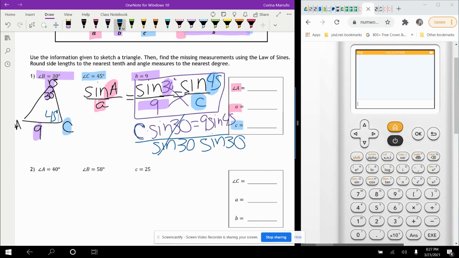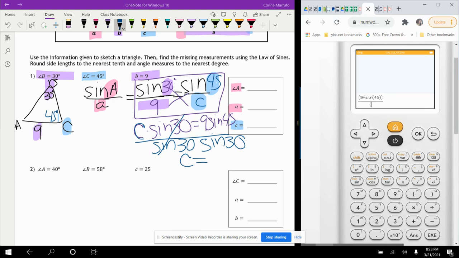Okay, so this cancels out and we get little c equals, and then I am going to put all this in my calculator. So on the top, I have 9. Oh, wait. I'm going to put parentheses so that I can put everything on top. So 9 times sine of 45. I'm going to close parentheses twice, one to enclose the 45, and then another time to close the top part, because that's what's going to go on top of the fraction, divided by.